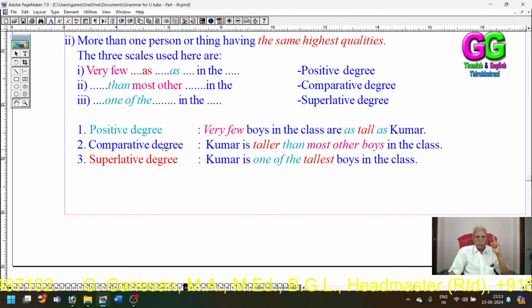The examples, positive degree: Very few boys in the class are as tall as Kumar. Comparative: Kumar is taller than most of the boys in the class. Superlative: Kumar is one of the tallest boys in the class.